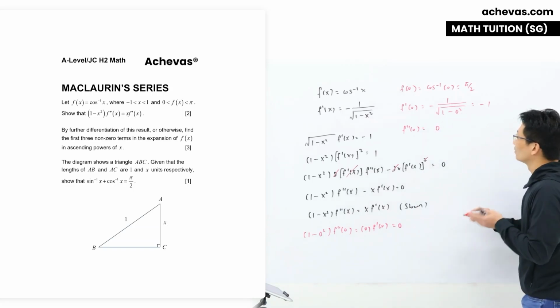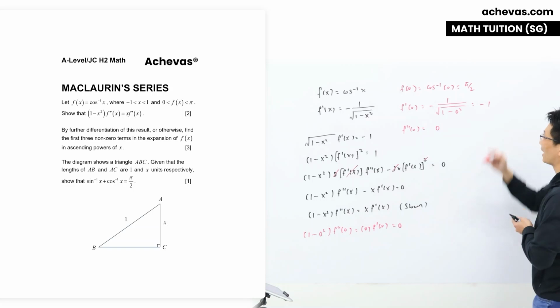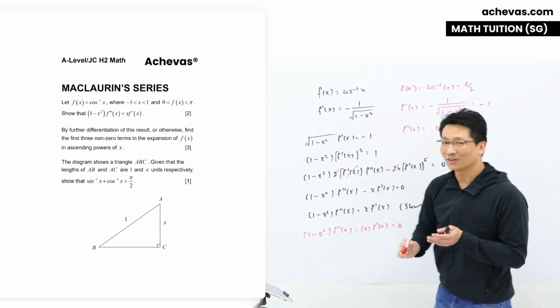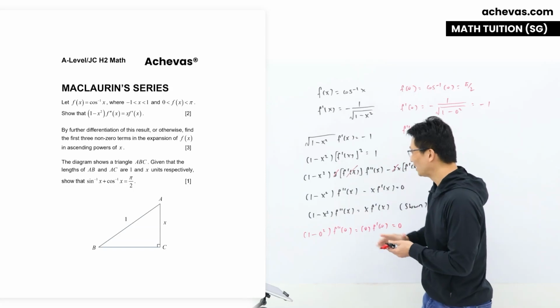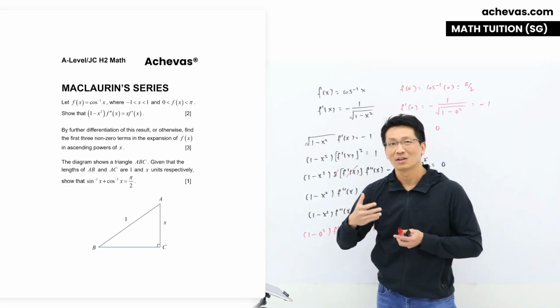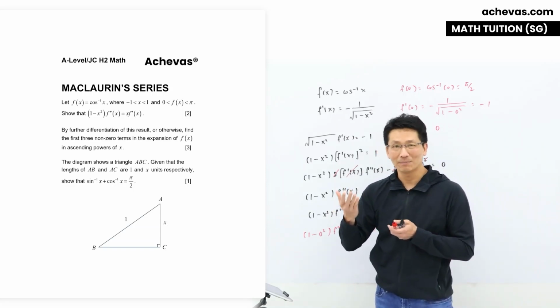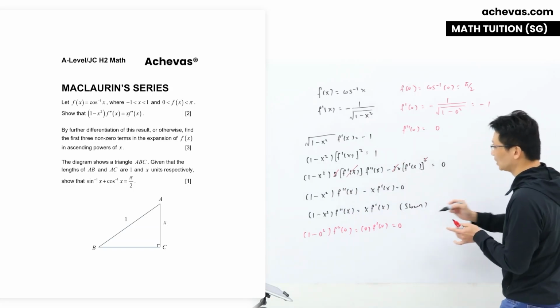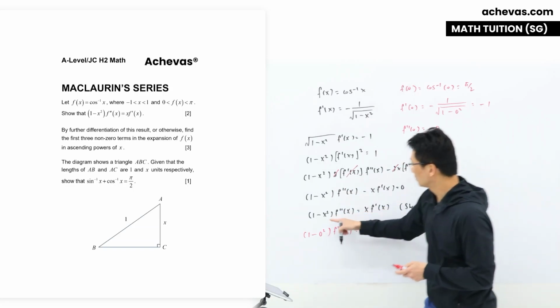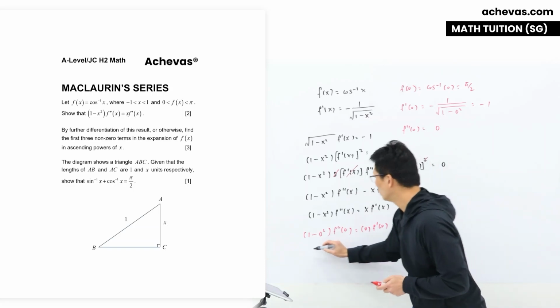And these are the only 2 terms I have for the first 3 non-zero terms. So unfortunately, we are going to need to differentiate this another time in order to get our f triple prime 0. Alright, so I'm going to do a differentiation here again. This part I'm going to do a product rule.